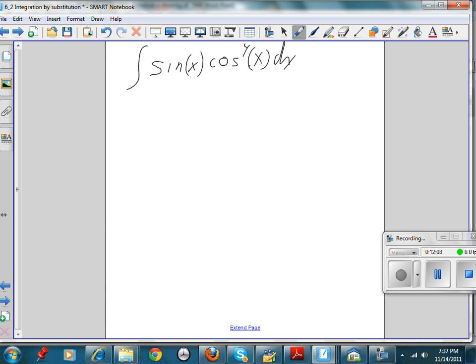Let's do it the wrong way. There's only 2 substitutions I can make, and we'll change pens to blue. I could set u equal to, let's try, the sine of x. Because I see, wait a minute, there's a derivative, cosine of x. Oh, but it's to the 4th power. That could be a problem. Let's see what we got here. Well, du dx is equal to the cosine of x. du is equal to the cosine of x dx.